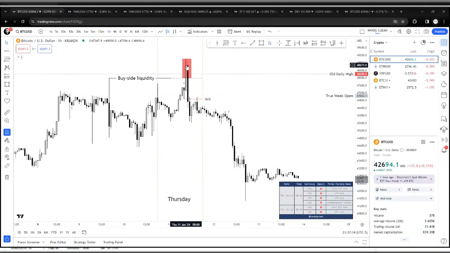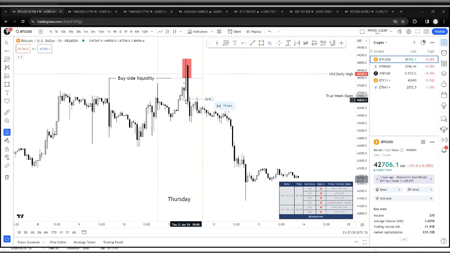After this happened, price shifted market structure below this low. This swing low right here. This is a swing low because this low is lower than the one to the left and the one to the right, right? So this became a breaker when price closed below it.